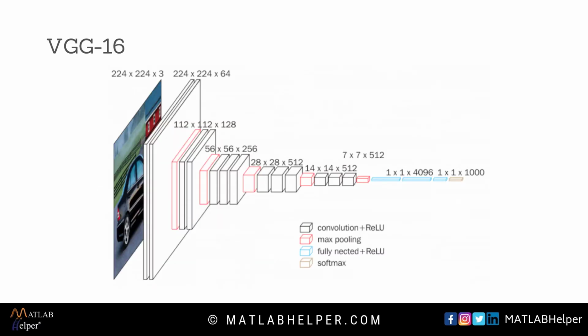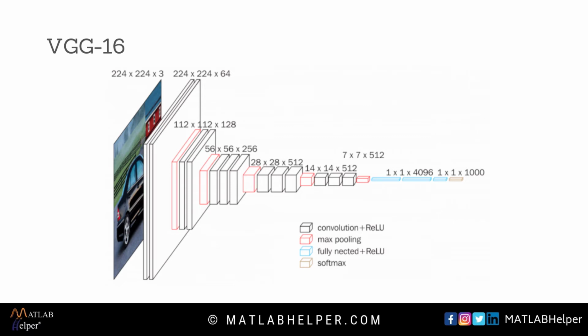VGGNet was created in 2014 by Karen and Andrew of the Visual Geometry Group at Oxford University, and hence the name VGG. Their publication Very Deep Convolutional Networks for Large-Scale Image Recognition introduced it. VGGNet construction blocks are identical to those of LeNet and AlexNet, with the exception that it is a deeper network with additional convolution, pooling and dense layers. VGG networks can be constructed in a variety of ways, but the most common are VGG16 and VGG19.